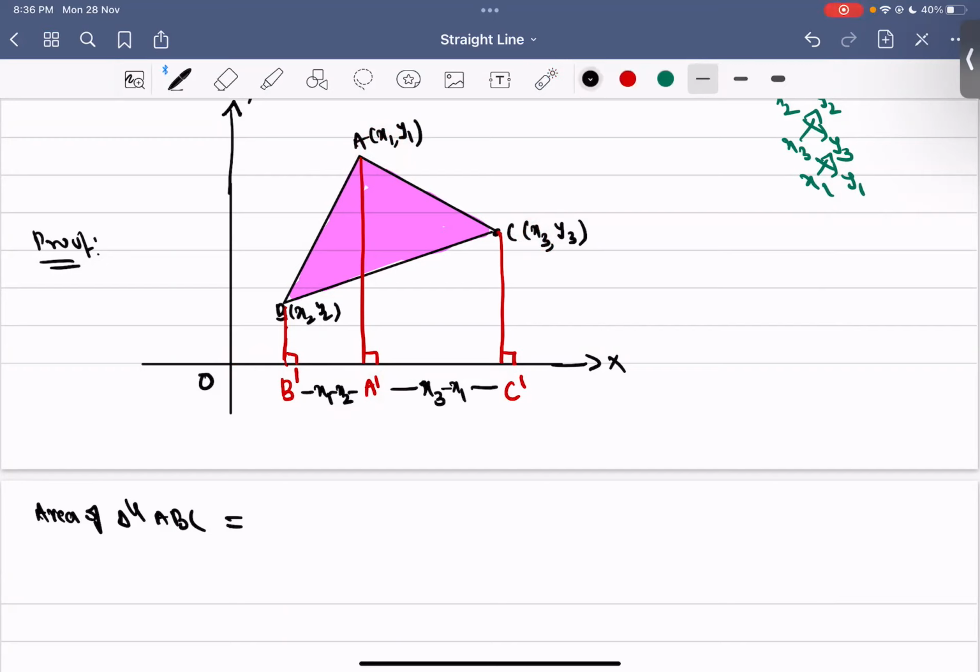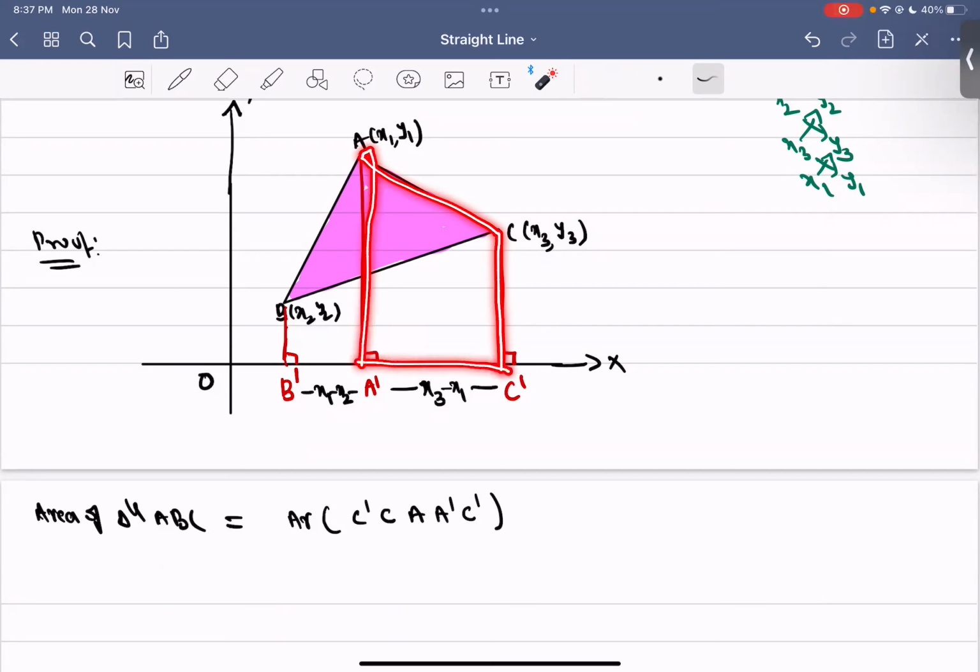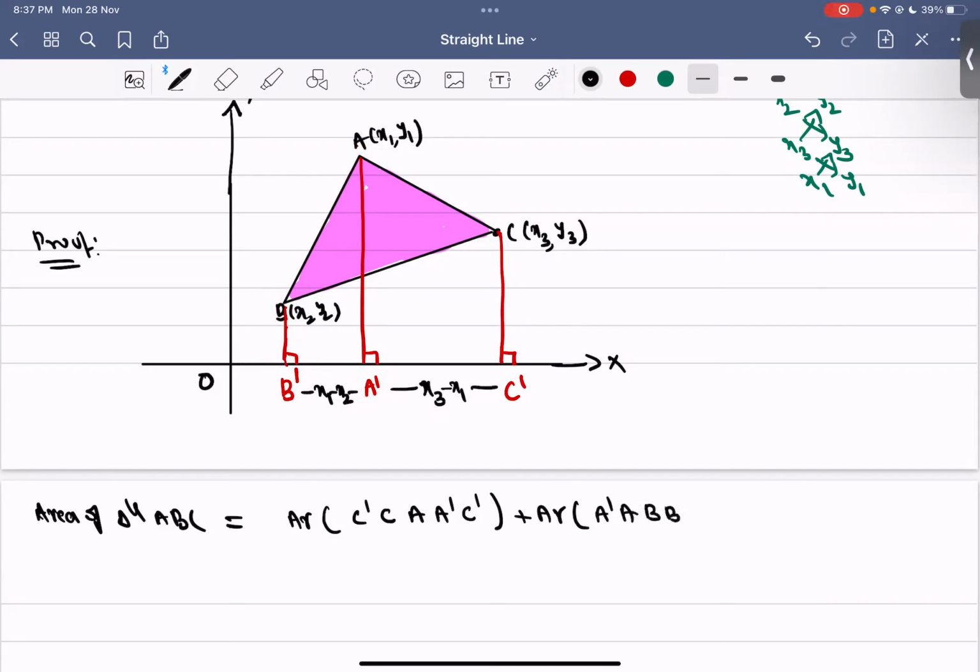So now, area of the triangle ABC is equal to area of C dash C A A dash, starting from C dash, C, A, A dash, plus area of, you start from here, A dash A B B dash A dash. So area of A dash A B B dash A dash.